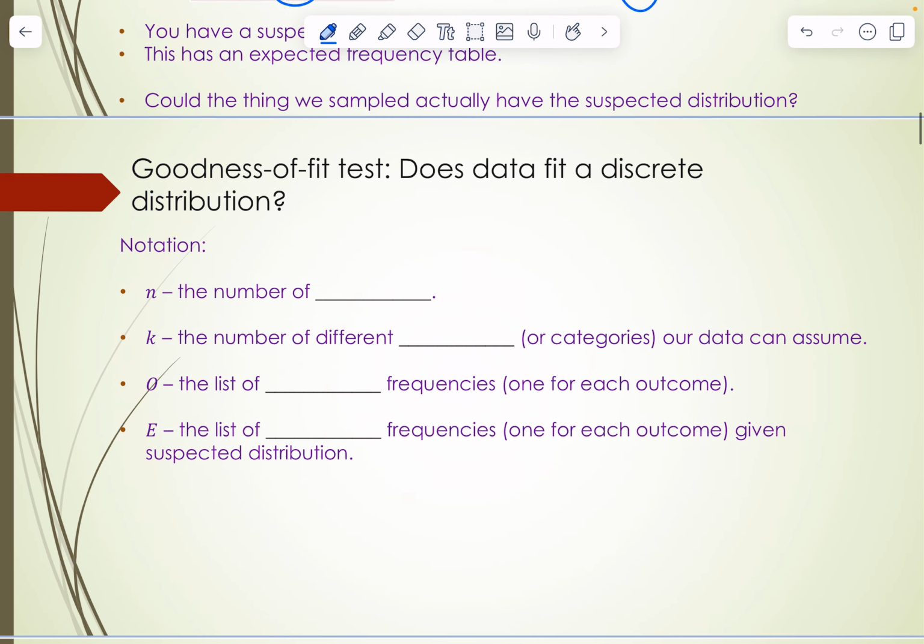Goodness of fit test: does data fit a discrete distribution? That's what we're talking about. N is the total number of samples. K is the number of different outcomes. O is the list of observed frequencies, that's the data. And E is the list of expected or theoretical frequencies.